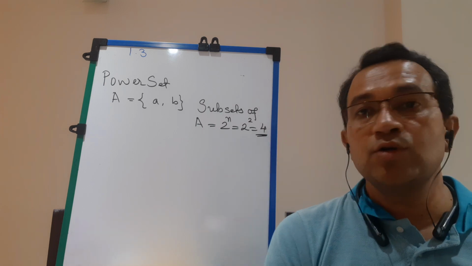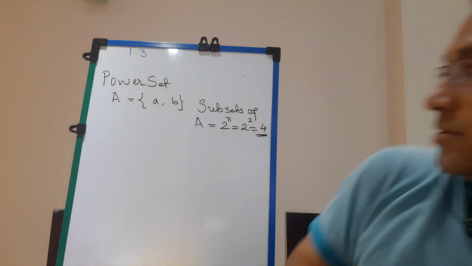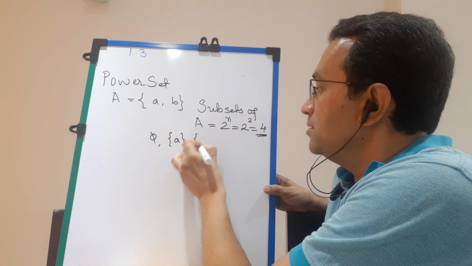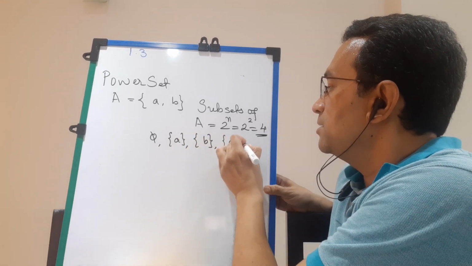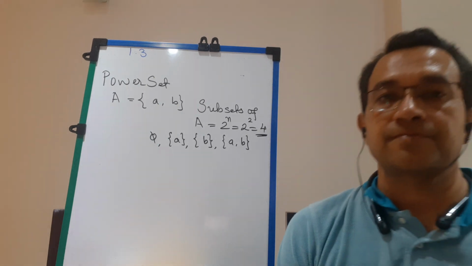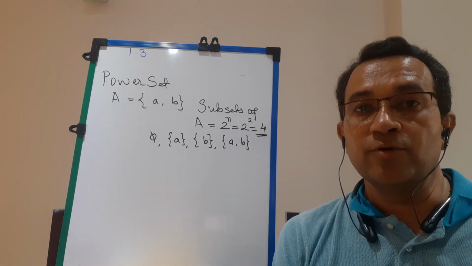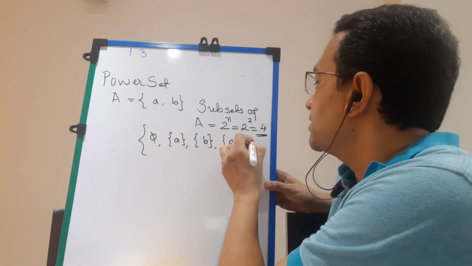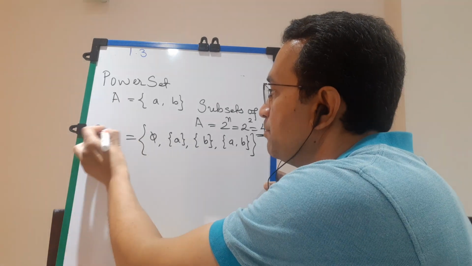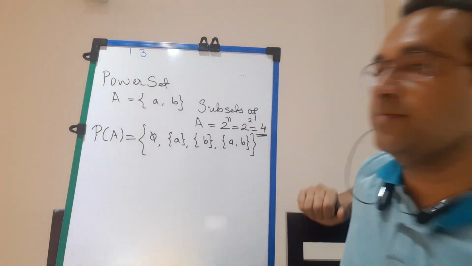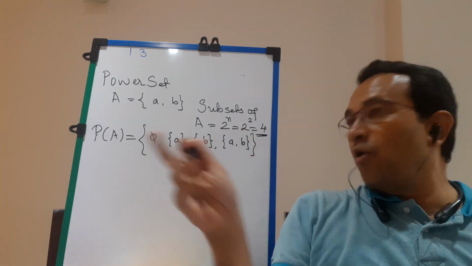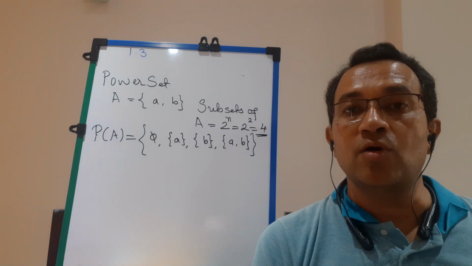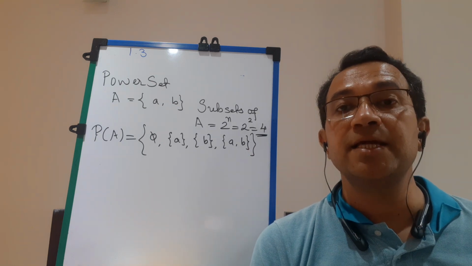Now if I want to write all the subsets of set A, then the first subset is the null set, then singleton set {a}, then singleton set {b}, and then set {a, b}. So first of all, students, I have listed all the subsets of A. If I keep all these subsets in a set, then that set is denoted as the power set of A, denoted by P(A). If I keep all the subsets of A in a set, then the new set formed is called the power set of the given set A.